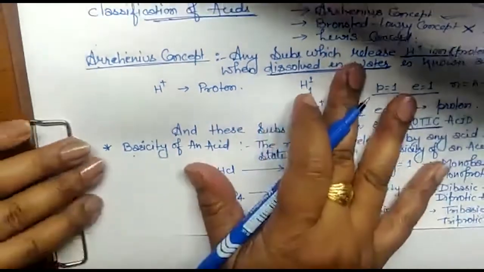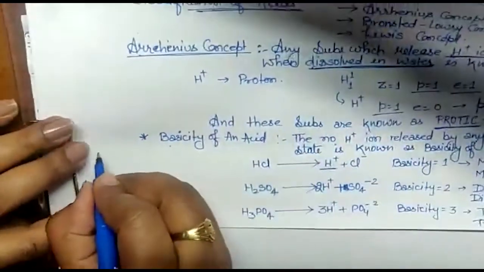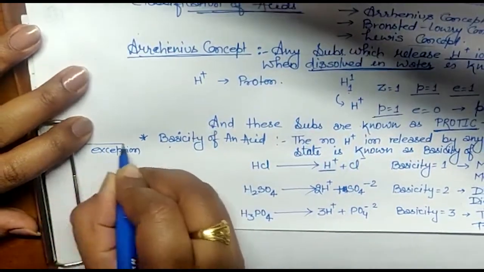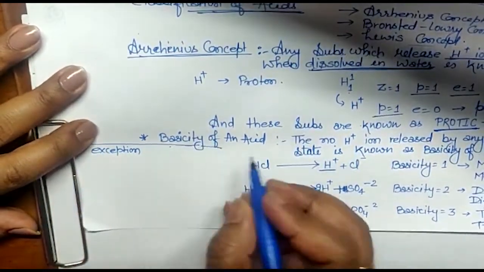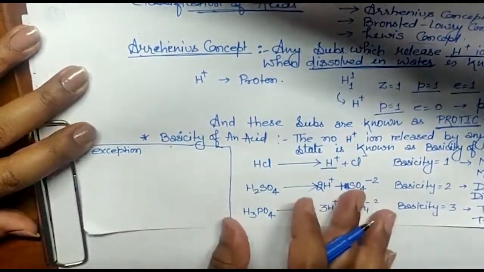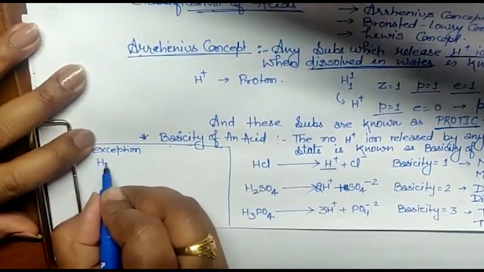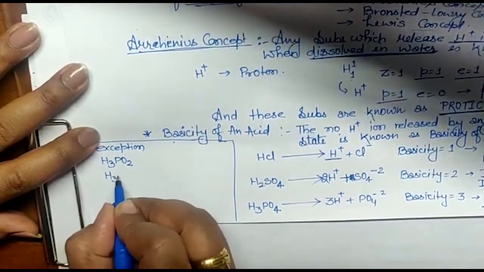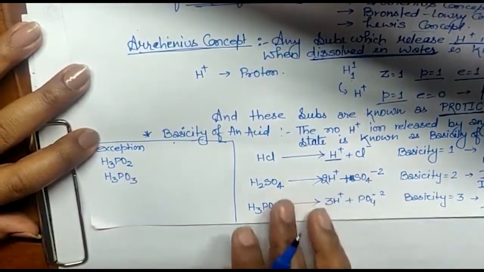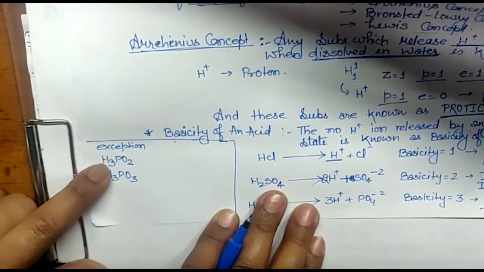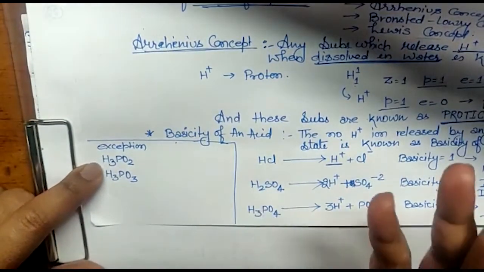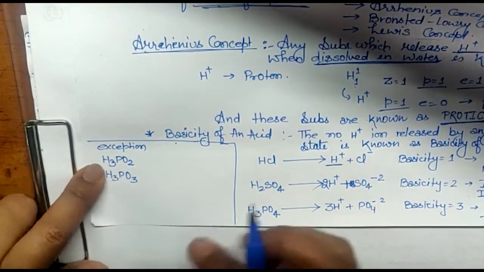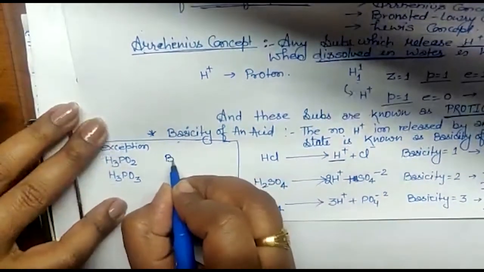There are a few exceptions, 2 exceptions only you have to learn. Although this will not come in your class 10th question book. These are H3PO2 and another is H3PO3. Although they have 3 hydrogens, so it seems that they will lose 3 H+, but no, they don't lose. Its basicity is only 1.